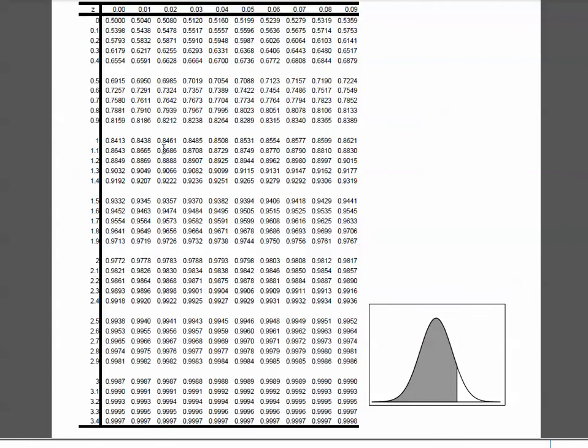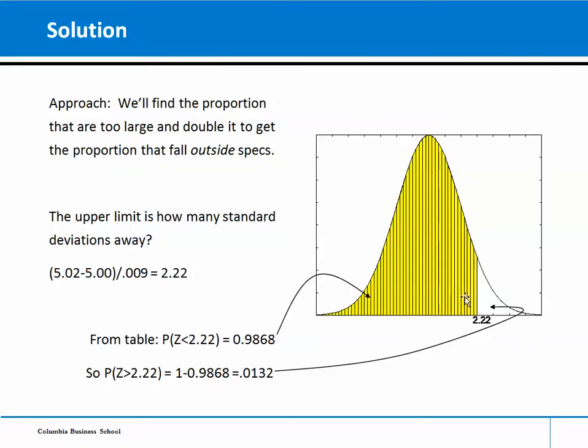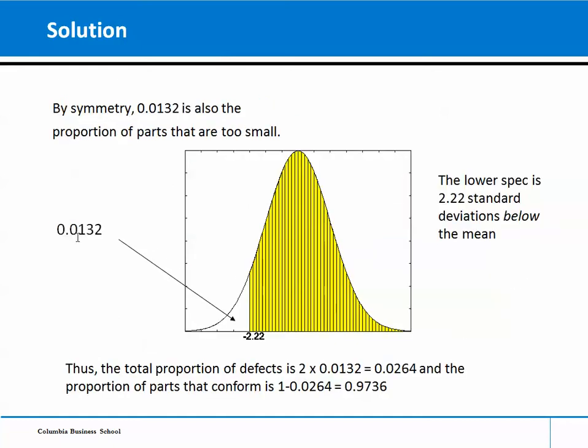The last column gives us the last digit, so 2.22 gets us to 0.9868. And that's what I've indicated here. The shaded region corresponds to 98.68% of the normal distribution, and therefore 1 minus that corresponds to 1.32%. So in terms of our original setting, that means that 1.32% of parts produced are going to be too big. They're going to be in this upper region. By symmetry, 1.32% of parts are also going to be too small. Remember that our tolerances were symmetric about the mean.